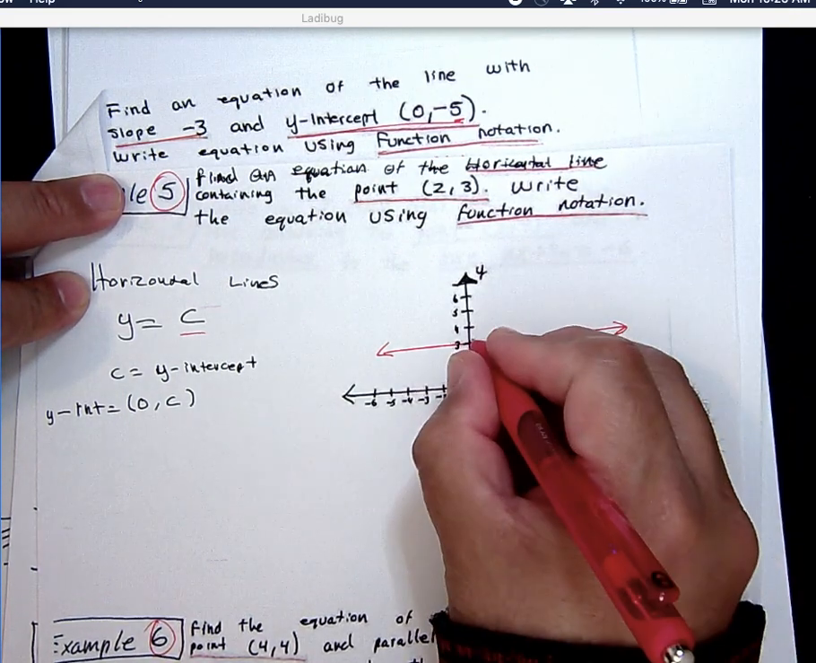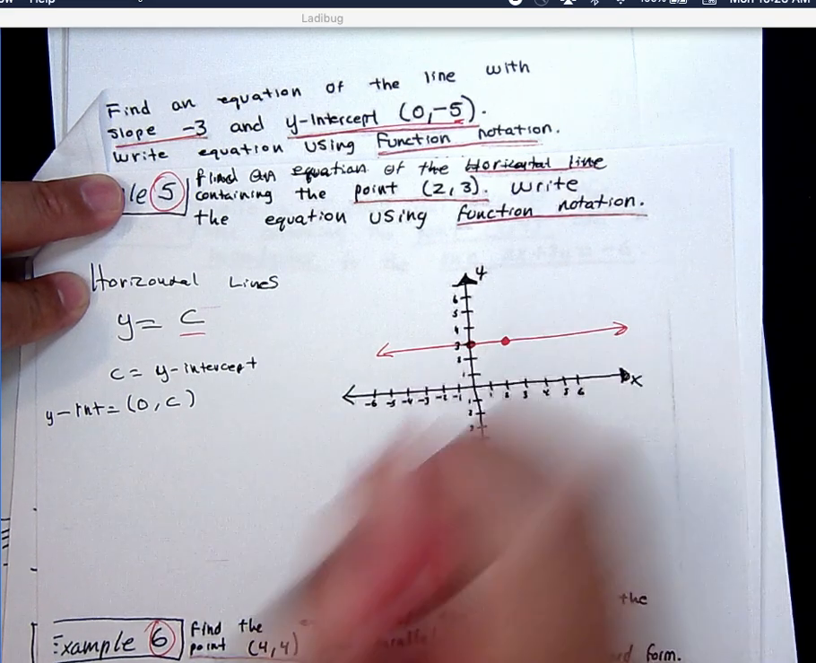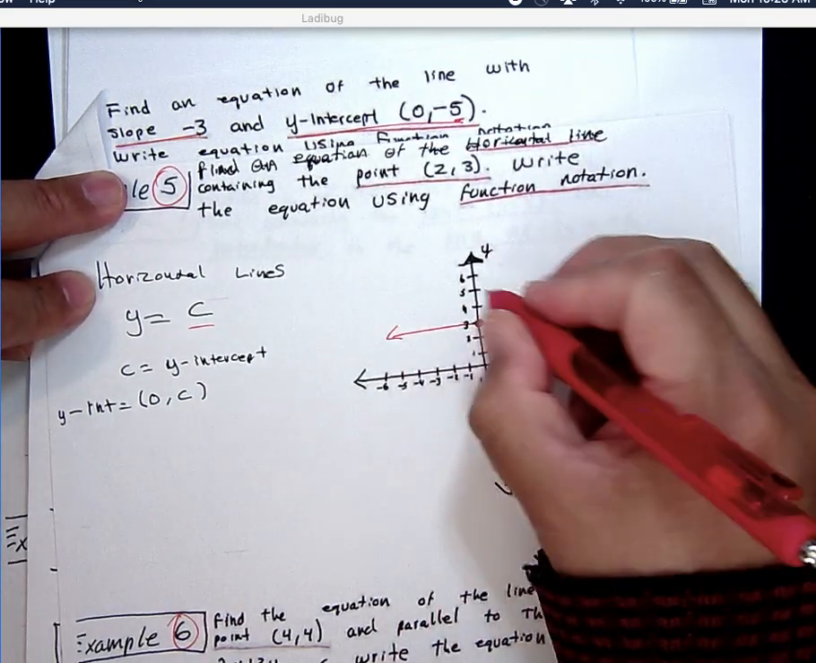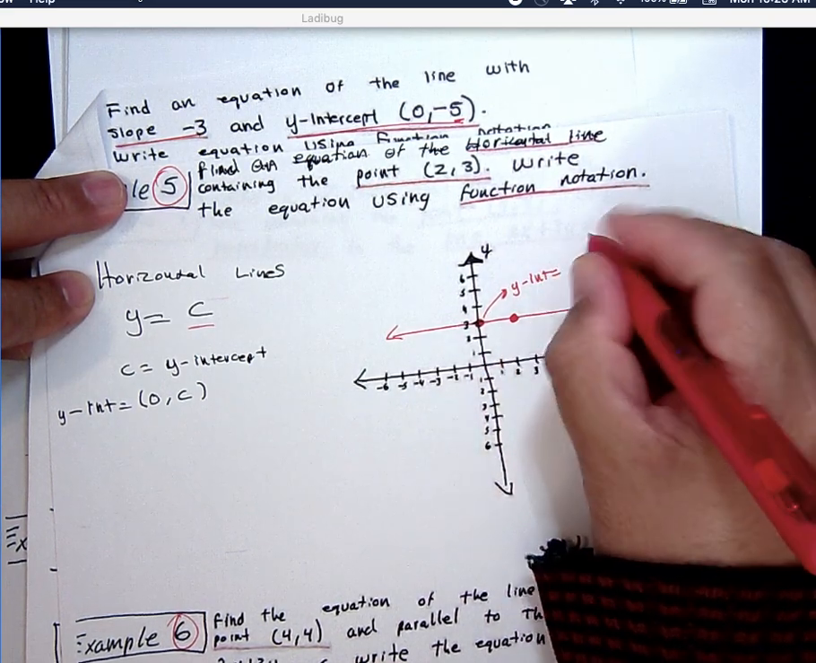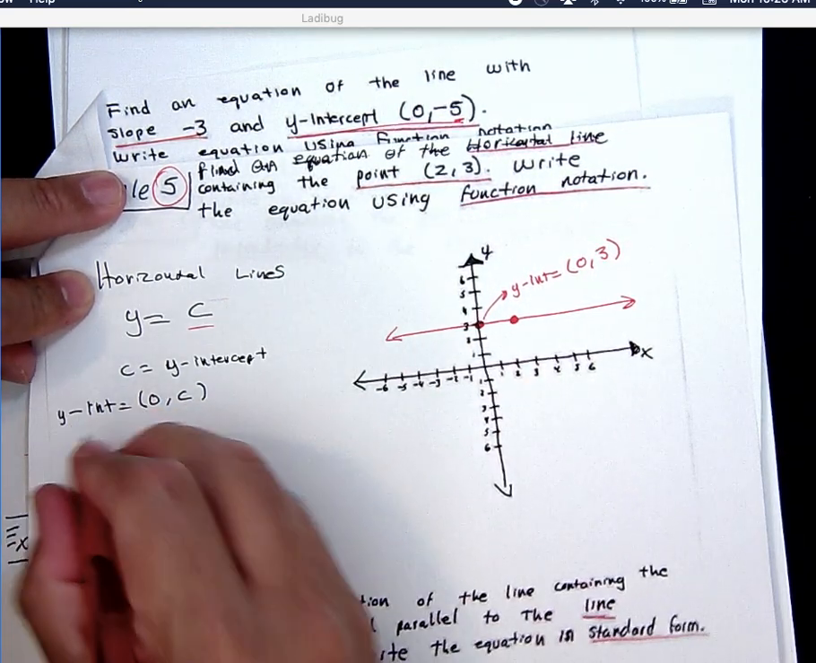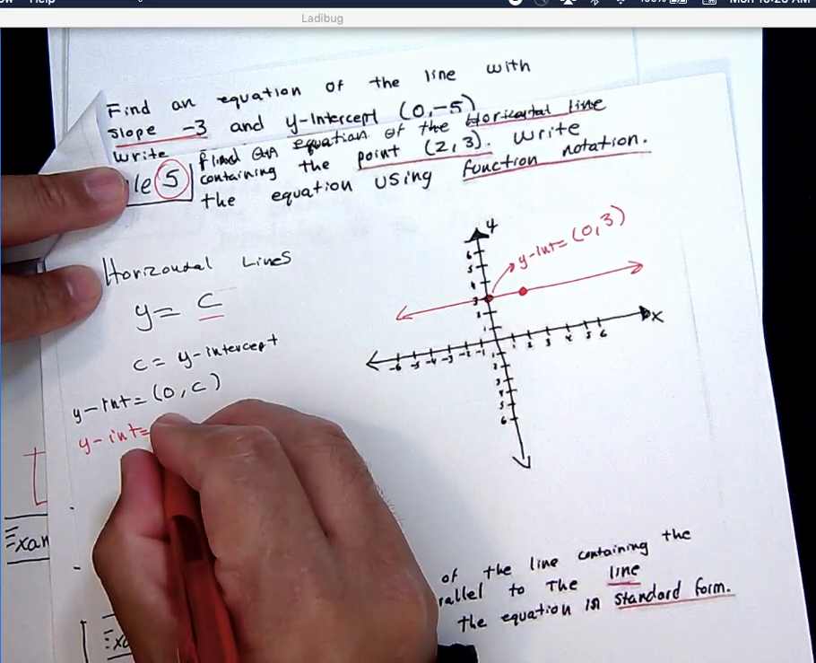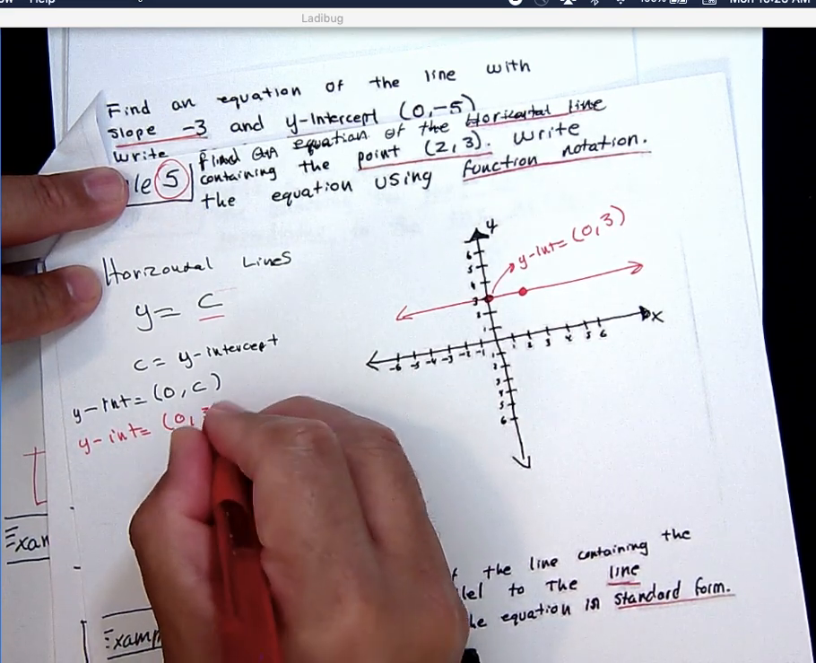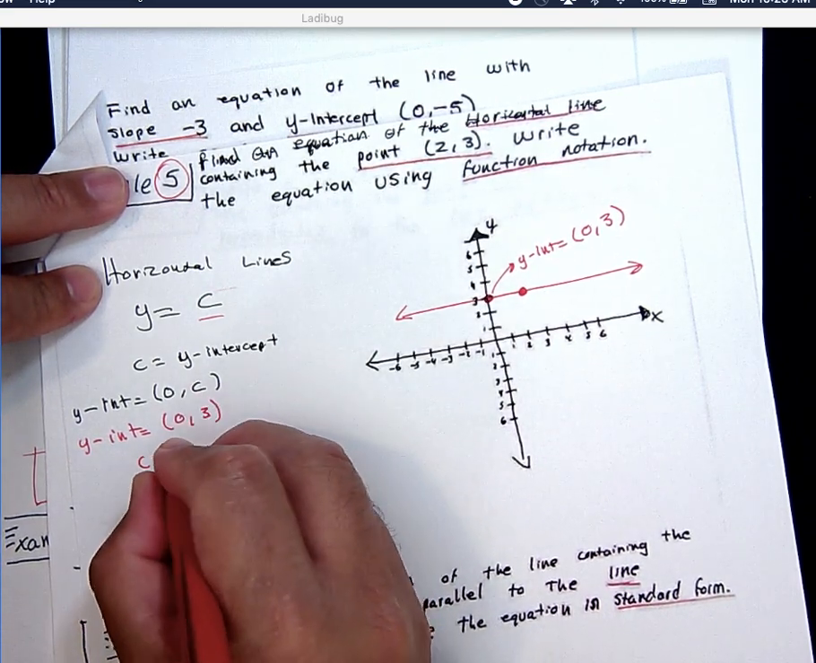Okay, so that means it's touching the y-axis at 3. So that means that's the y-intercept. It would be (0, 3). So the y-intercept, I'm going to write it in red, would be (0, 3). So that means that c has to equal 3.